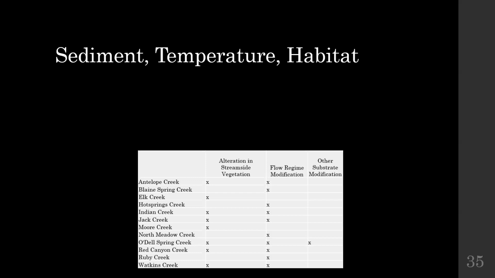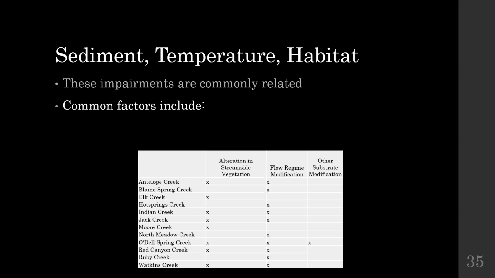So now that I've talked about the temperature and sediment TMDLs, I just want to mention that these streams and some of the other streams we evaluated are typically also impaired for alteration in streamside vegetation and flow modifications. And some of the streams that were not impaired for sediment or temperature are impaired for habitat type impairments. So any actions that you can do to improve sediment and temperature can also be used to improve these other impairments.